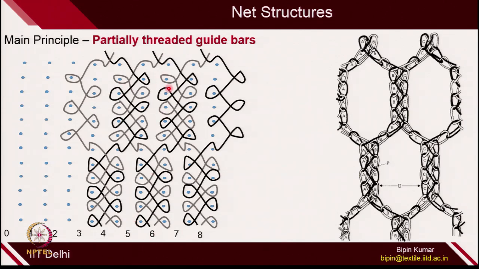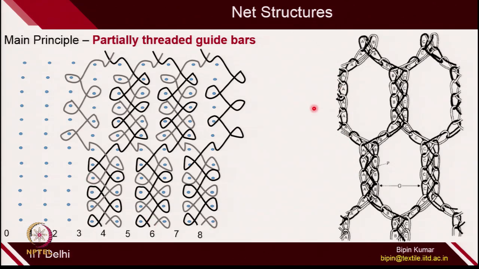Similarly, if you go to this position, the needles at the 6th and 7th positions are not connected. So, between 5 and 6 this needle, and between 6 and 7 guide position this needle are not connected. Since they are not connected, you will get the second opening.